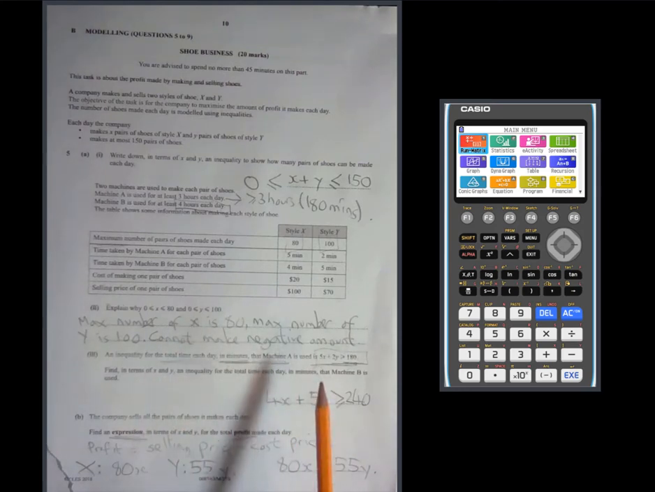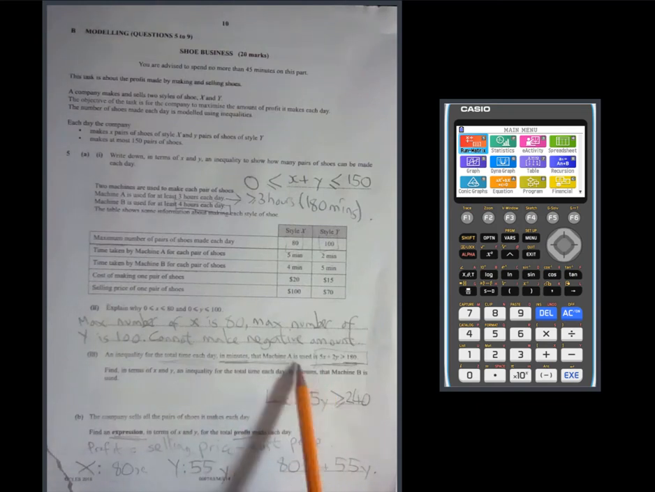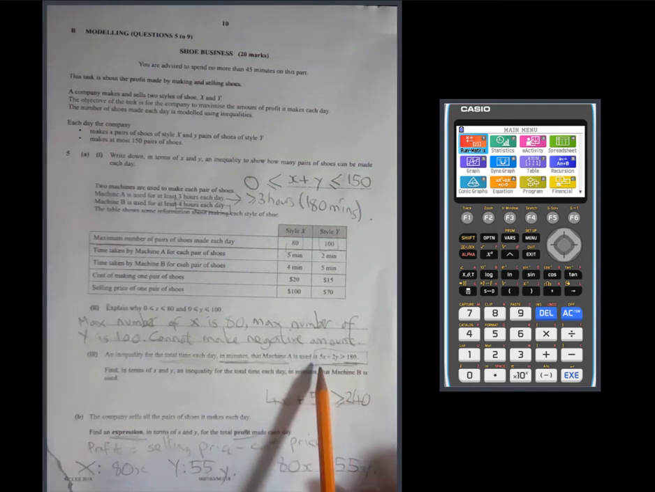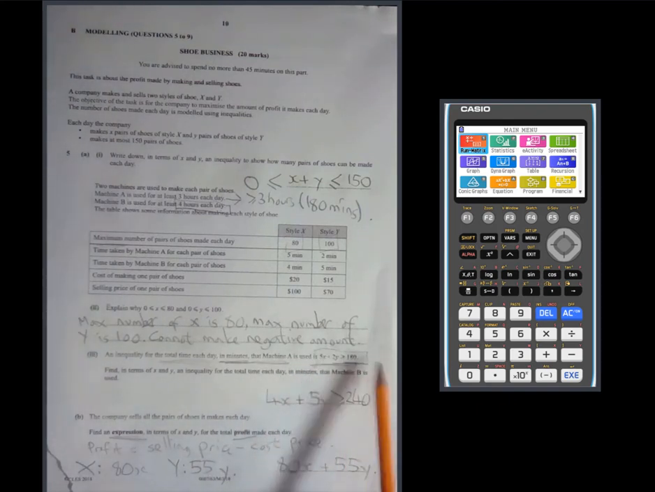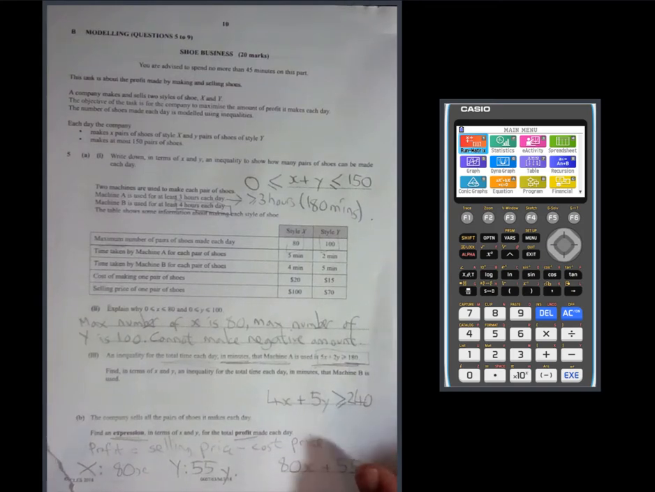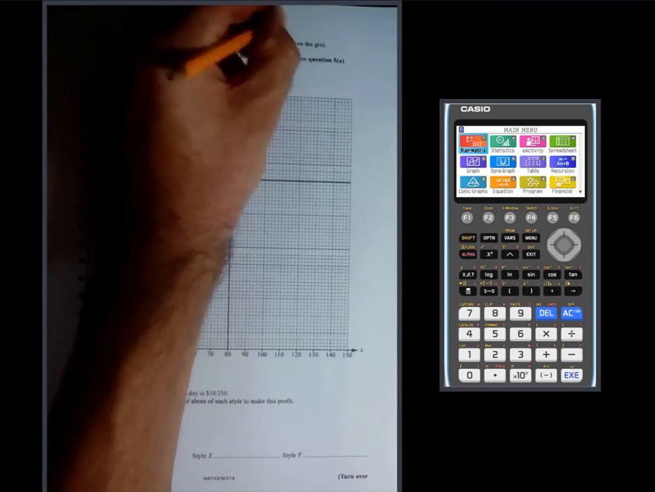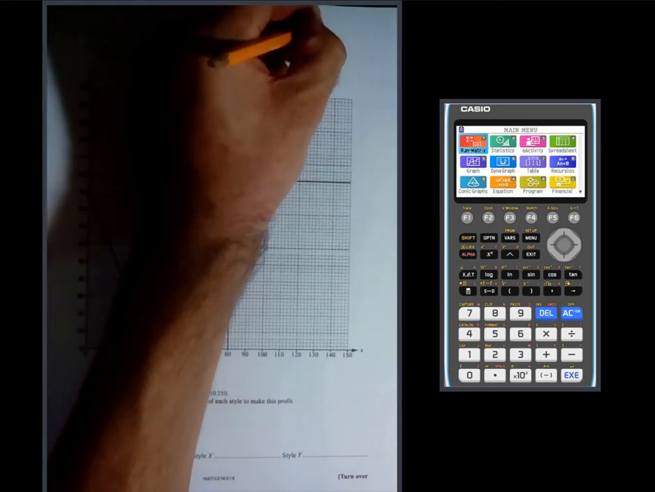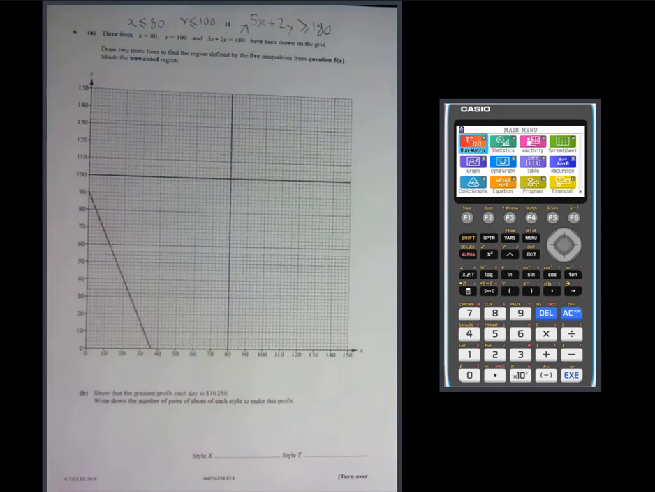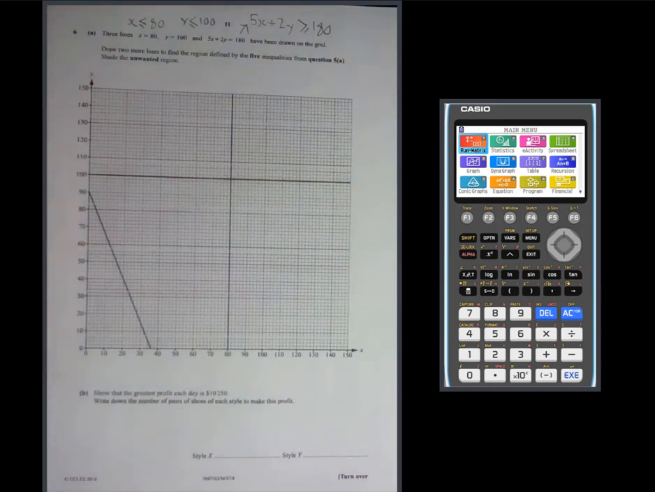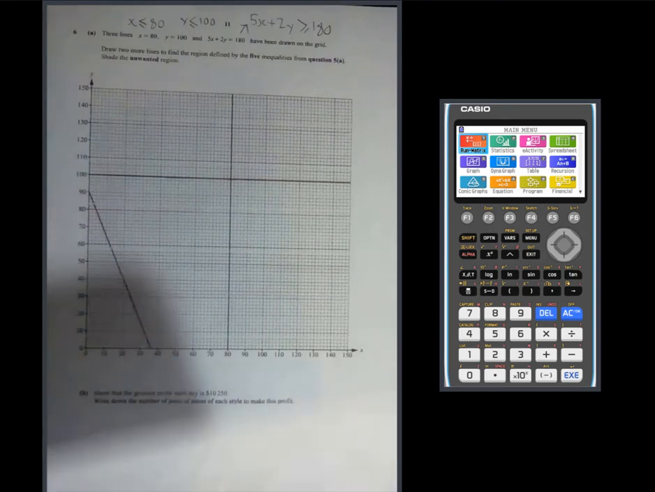It was the one that was given to us at the start of 5a part 3 for the total time each day that machine A is used. Remember, it had to be at least 3 hours for machine A. So we know that this corresponds to 5x plus 2y is greater than or equal to 180. It's very important that we know what the inequality is because we need to do the shading right. So we have been asked to draw 2 more lines and find the region. So we're going to need the 2 inequalities that we found and draw the corresponding lines.